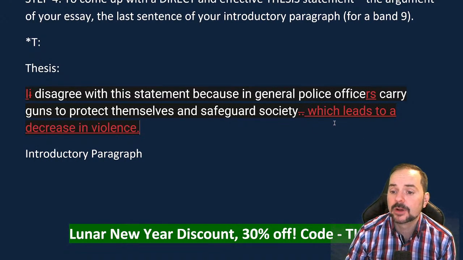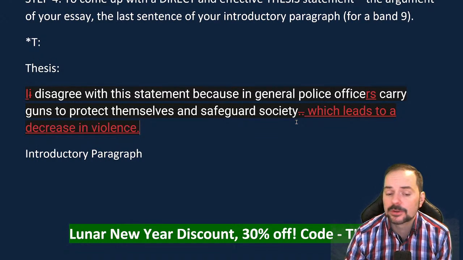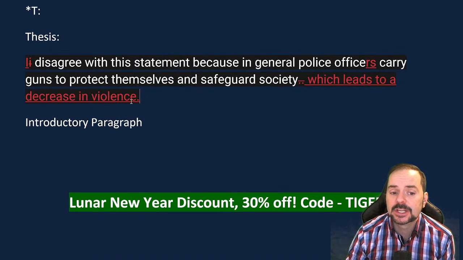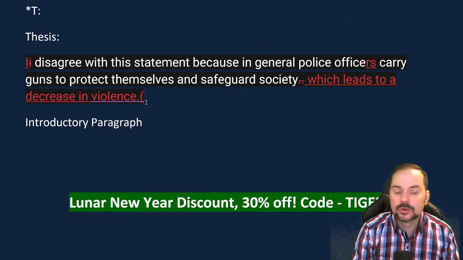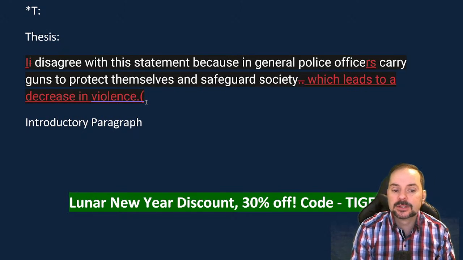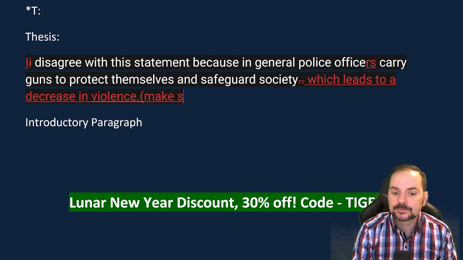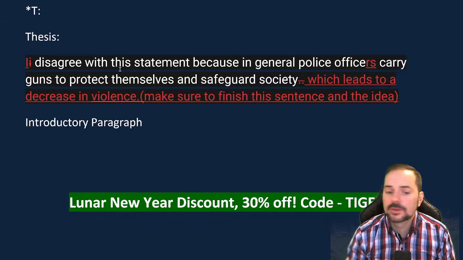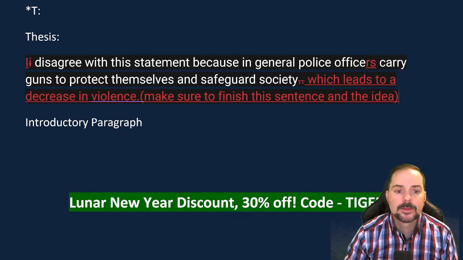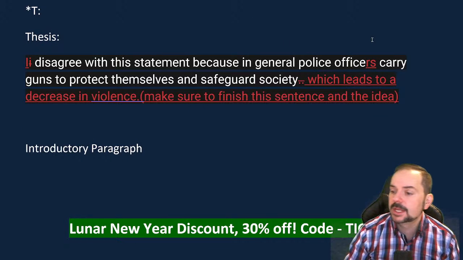Pravasha, I think you have a really good concept here for your thesis, but you have to finish the idea. If you were to send it to me for editing, I would say make sure to finish this sentence and the idea. And then you have a good thesis. I think you can go with that. Okay, all right. Let's take somebody else's.